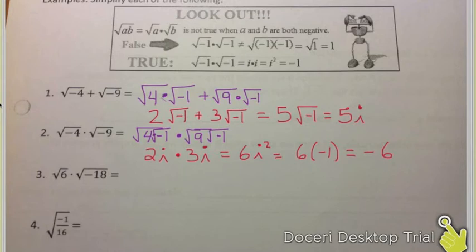Looking at number 3, we want to simplify that down. So, we can't do anything but the square root of 6. It's going to stay as the square root of 6 times, now, negative 18 can be broken down into the square root of 9, the square root of 2, and the square root of negative 1. So if we simplify that out, we're going to have the square root of 6 times 3.